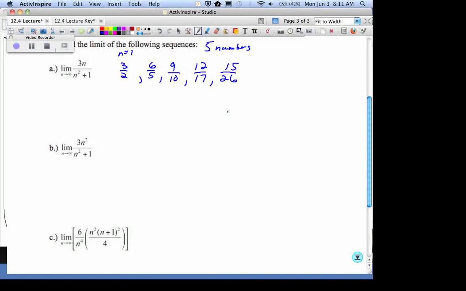So if you look at this thing, it starts out at 1.5, then moves to 1.2, then 0.9. So it's starting to come down, right? 12 over 17, and by the time we get to 15 over 26, we're at about 0.5. So you can see this thing is starting to shrink. What eventually is it going to go to? 0.